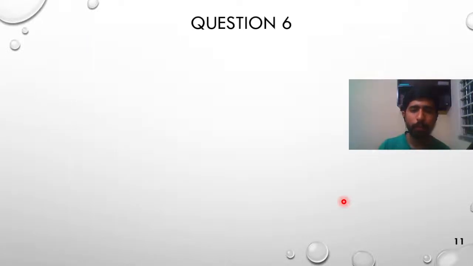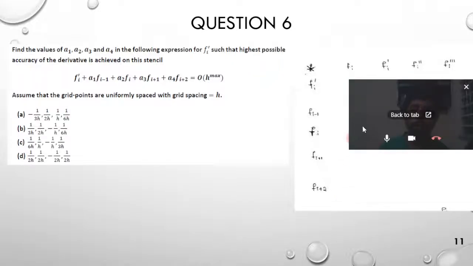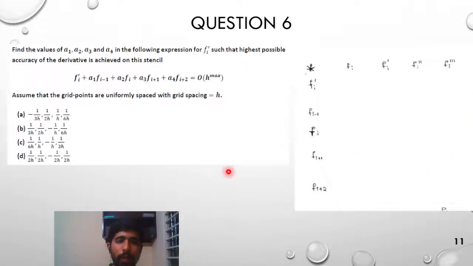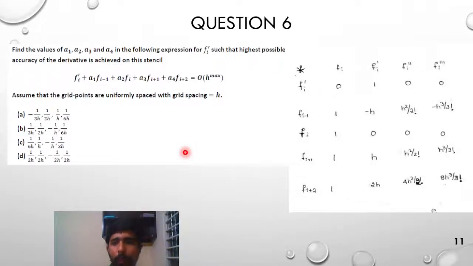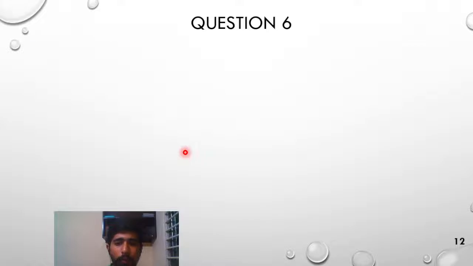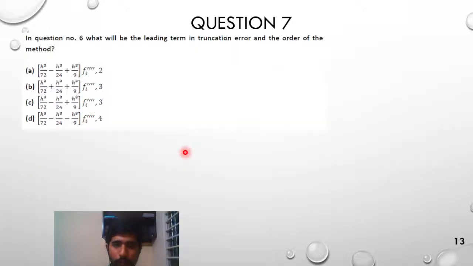So that was one question wherein we have to find the improvement in the accuracy. Now question 6 is again the same as the first two questions. You need to find the values of a1, a2, a3, a4. Similarly you can use the Taylor table approach. I'll be sharing this on the Google Drive, and you can look over it and calculate the a1, a2, a3 values.